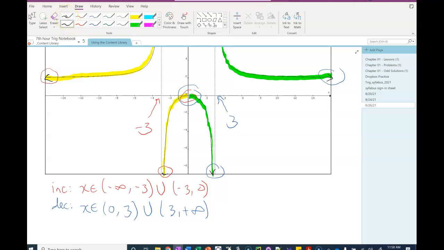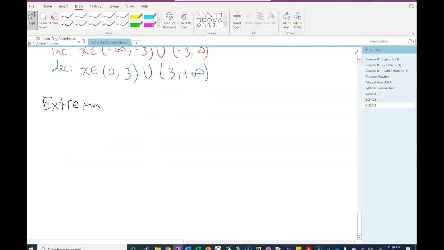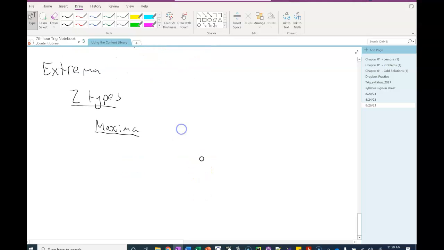Right. One last topic in this section, and we'll be done for today. That last topic is called extrema. An extrema is a type of point. There are two types of extrema. There are maxima, that's just the plural for maximum. And there are minima, that's just the plural for minimum.